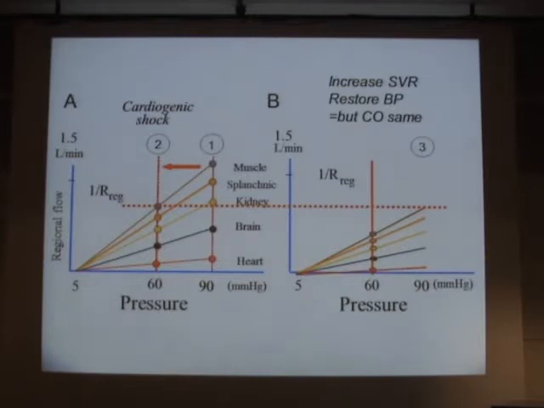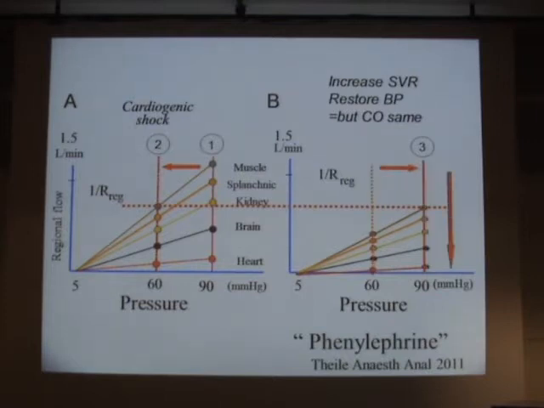Let's say I use phenylephrine. So it restores the blood pressure, but it doesn't really change the cardiac output. And the data for this is a very nice review by Thiel in Anesthesia and Analgesia in 2011, where he reviews all the literature. And there's a few exceptions, but generally phenylephrine does not change cardiac output. So what's happening, you've raised the resistance, but you haven't changed flow anywhere.